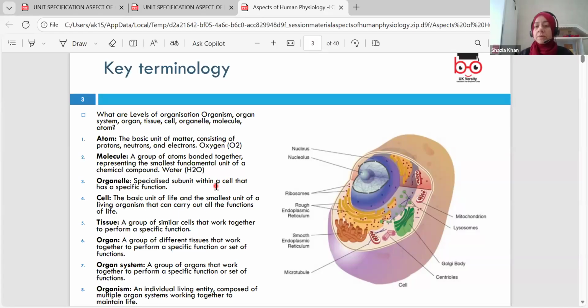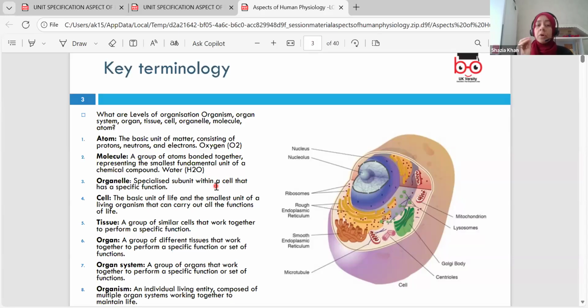Now we will talk about some key terminologies. What are the levels of organization: the organism, the organ system, the organ, tissue, the cell, organelle, the molecule, atom. The atom is the basic unit of matter. It's the basic unit of life. It consists of protons, neutrons, and electrons. Oxygen is an example. So oxygen is an atom.